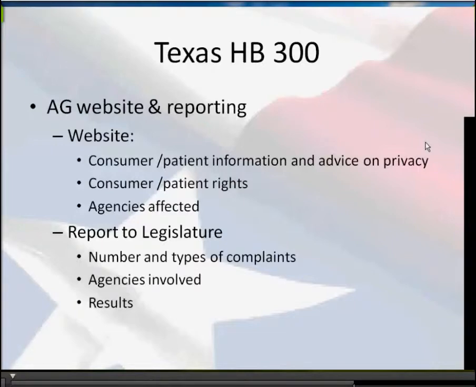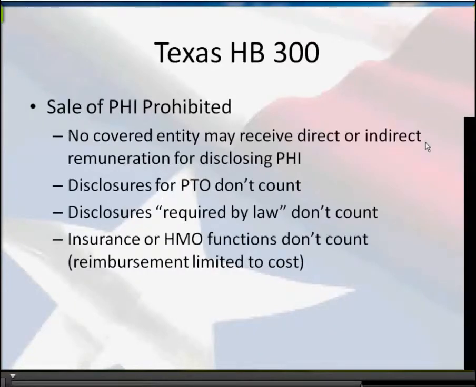The AG is required to maintain a website and report to the legislature. The website is to outline consumer or patient information and advice on privacy, to advise consumers and patients about their rights, and to list agencies affected. The AG is also required to report to the legislature the number and type of complaints that they receive, what agencies were involved, and the result of any actions taken.